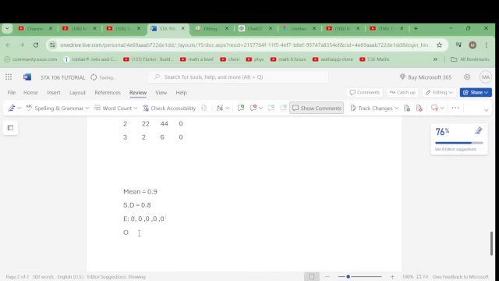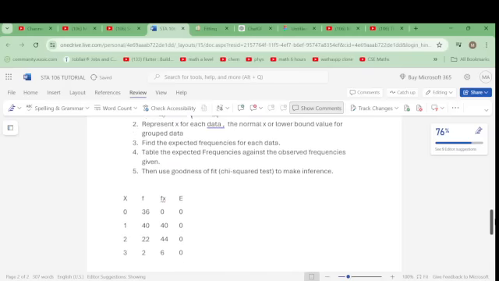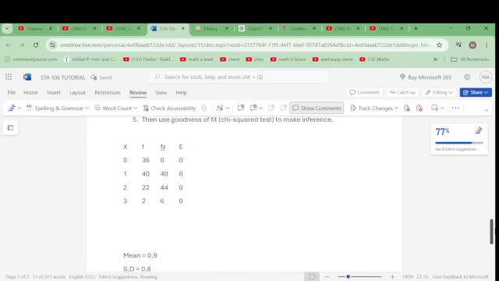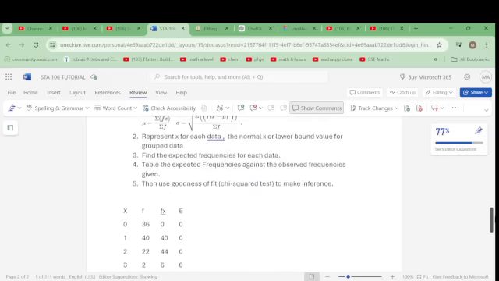Now the frequency we were given, what's the frequency? That's 36, 40, 22, 2. From these, you will use chi-square and make your inference. So that's everything about goodness of fit and chi-square. Do you understand? Here we skip this thing: find the expected frequency for each data.